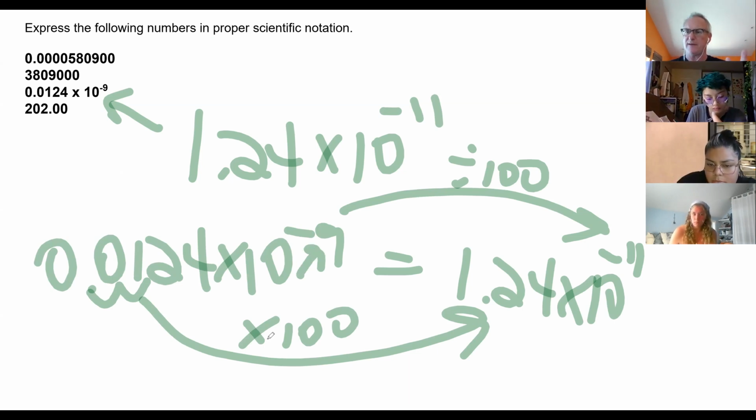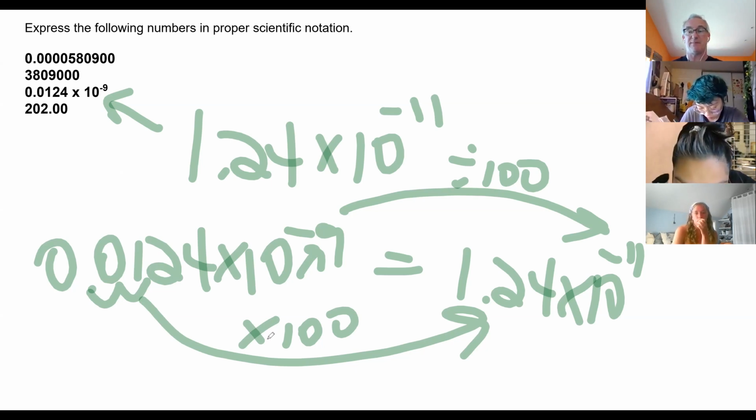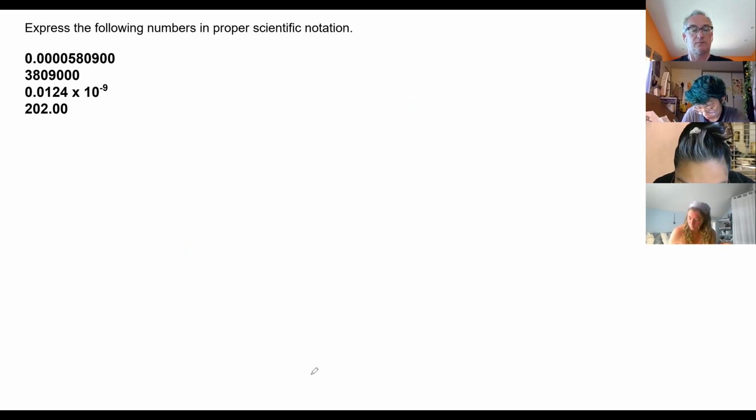Is everyone clear on that one? Why it's not minus 7? Because those two numbers got to equal. So if we multiply one side by 100, we got to divide the other side by 100. So it's the same thing. Okay. And what about the last one? 2.0200 times 10 to the second.